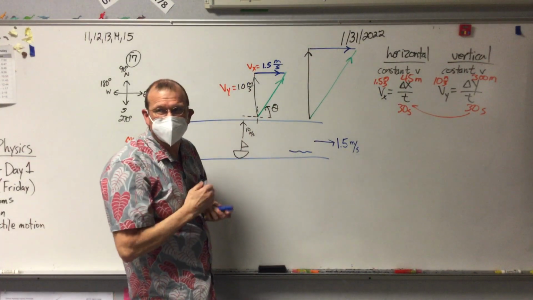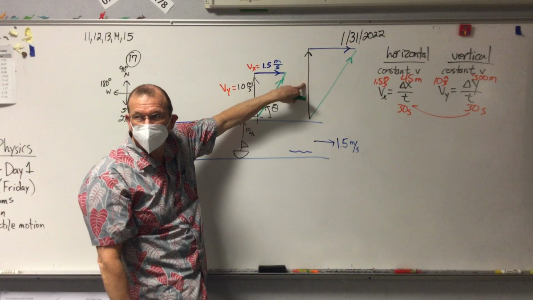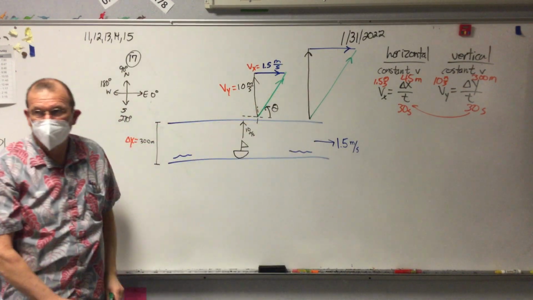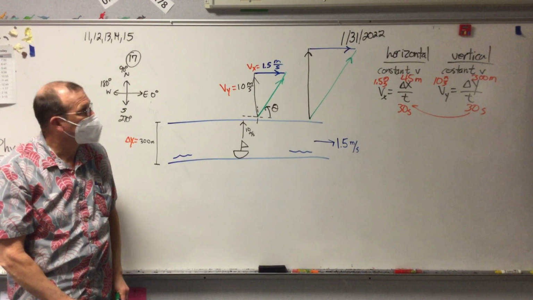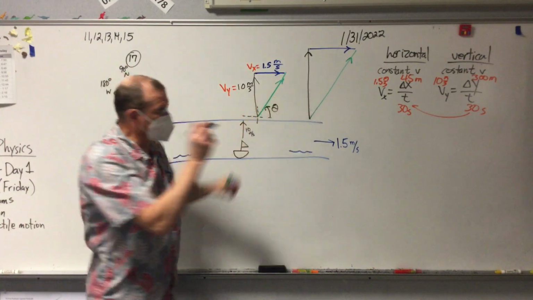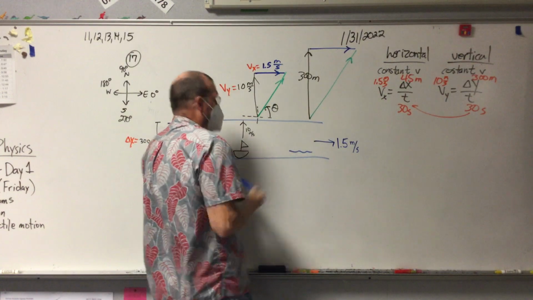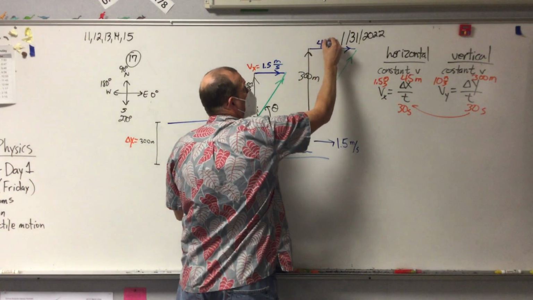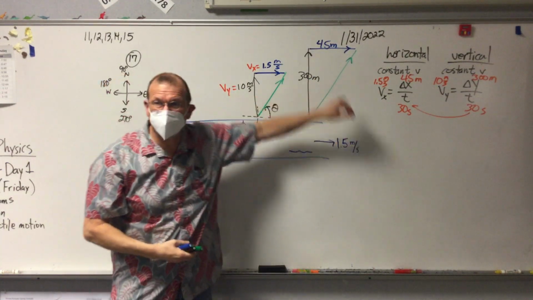If I was doing this based on displacement, what number would go with this black leg? 300. Very good. What would go with my blue? 45. Now, we haven't figured out this green one yet?